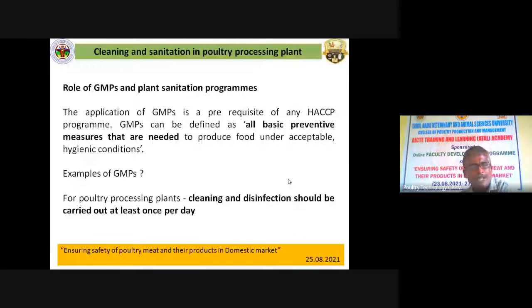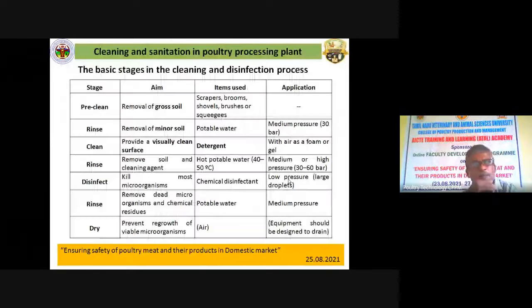An example of one of the GMP activities is cleaning and disinfection. That is, we have to carry out cleaning and disinfection at least once a day. This is one of the best practices or prerequisite programs to ensure hygiene and safety of your product that is being prepared. Generally, this cleaning and disinfection process involves several stages.